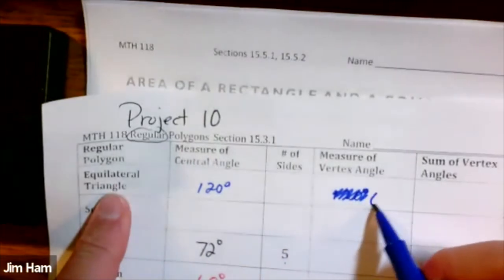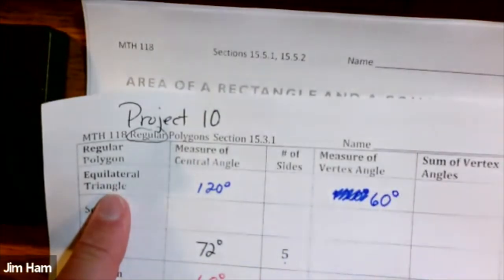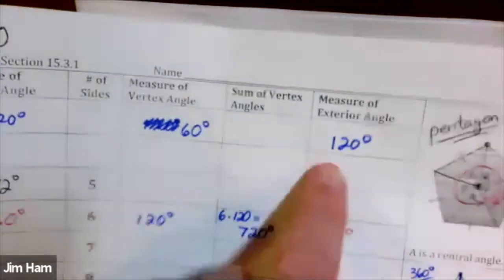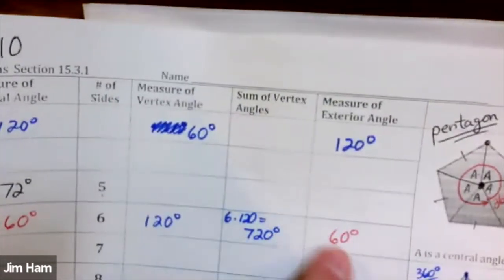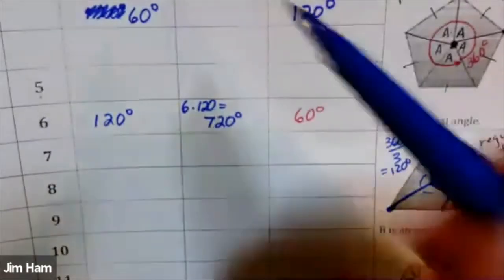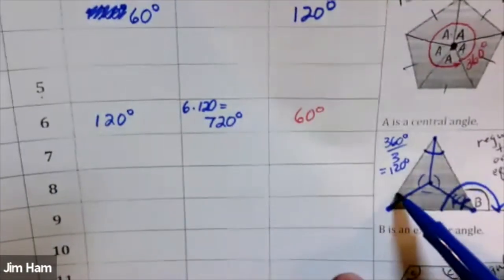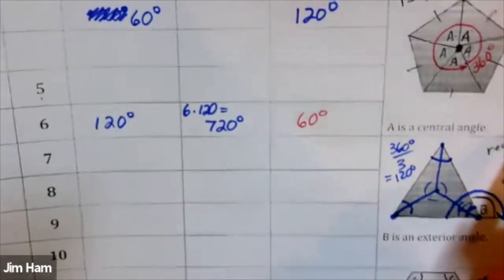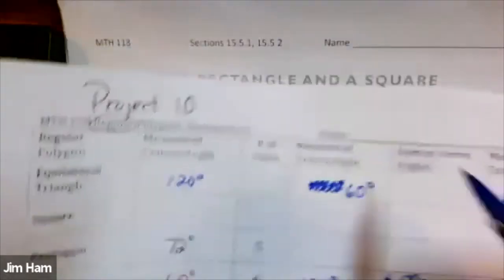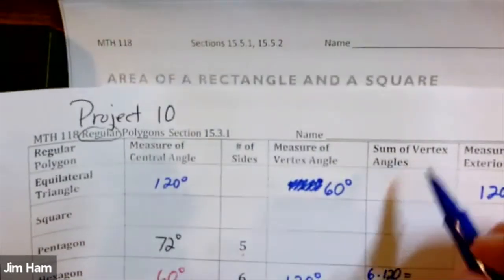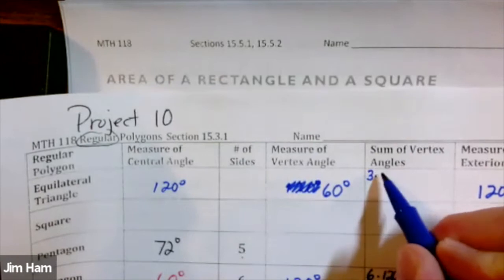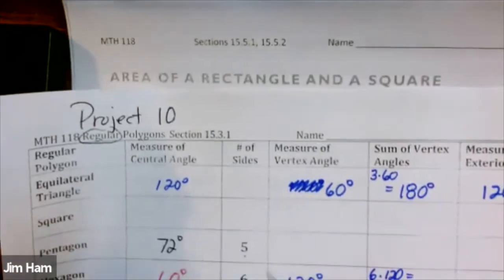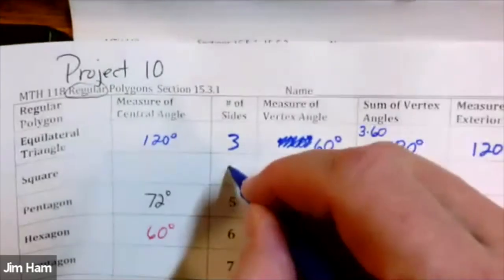The vertex angle, we know for an equilateral triangle, is 60 degrees. And in this case, we have a triangle. If we sum up these 3 angles, 60 and 60 and 60, we get 180. And we knew that. The sum of the angles of a triangle is 180. But notice that's just 3 times 60, 180 degrees. Of course, 3 sides. A square has 4 sides.